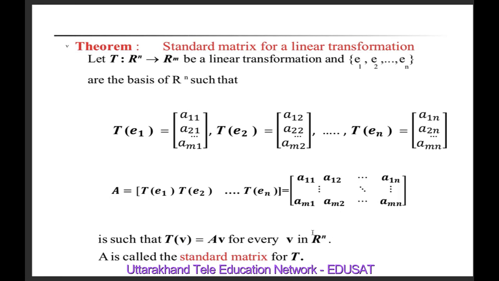And we know that because V is an element of Rn and E1, E2, ..., En is a basis for Rn, therefore every vector V in Rn can be expressed as a linear combination of the basis vectors. So A here, which is equal to the matrix with entries A11, A12, ..., A1n through AM1, AM2, ..., AMN, is called the standard matrix for the linear transformation T.